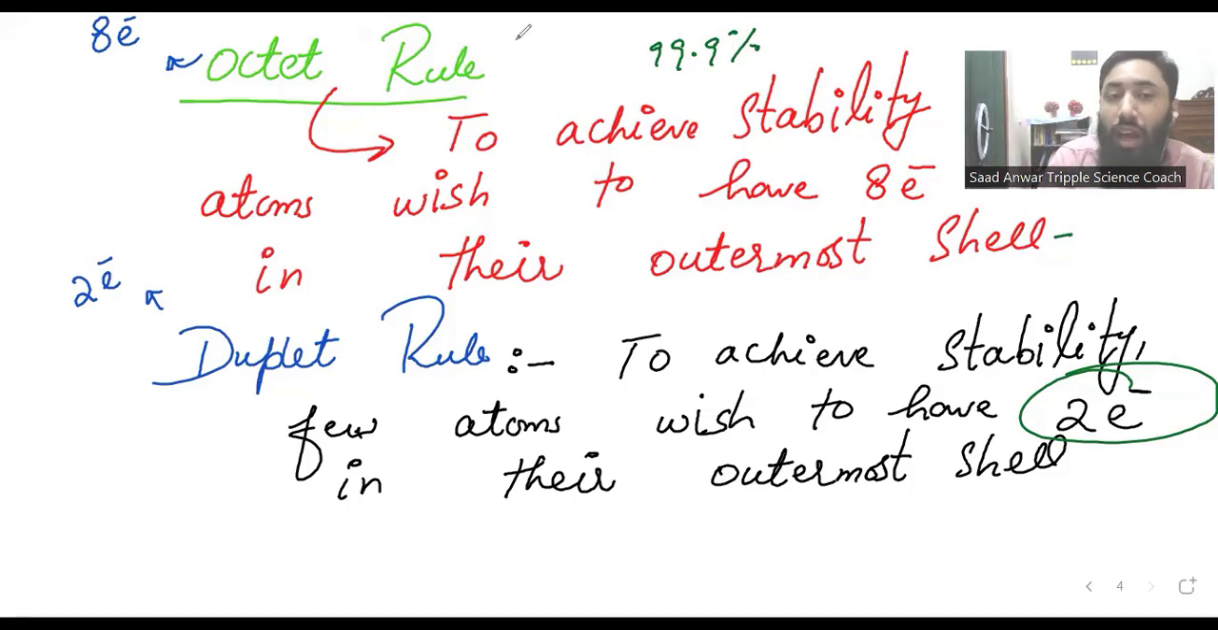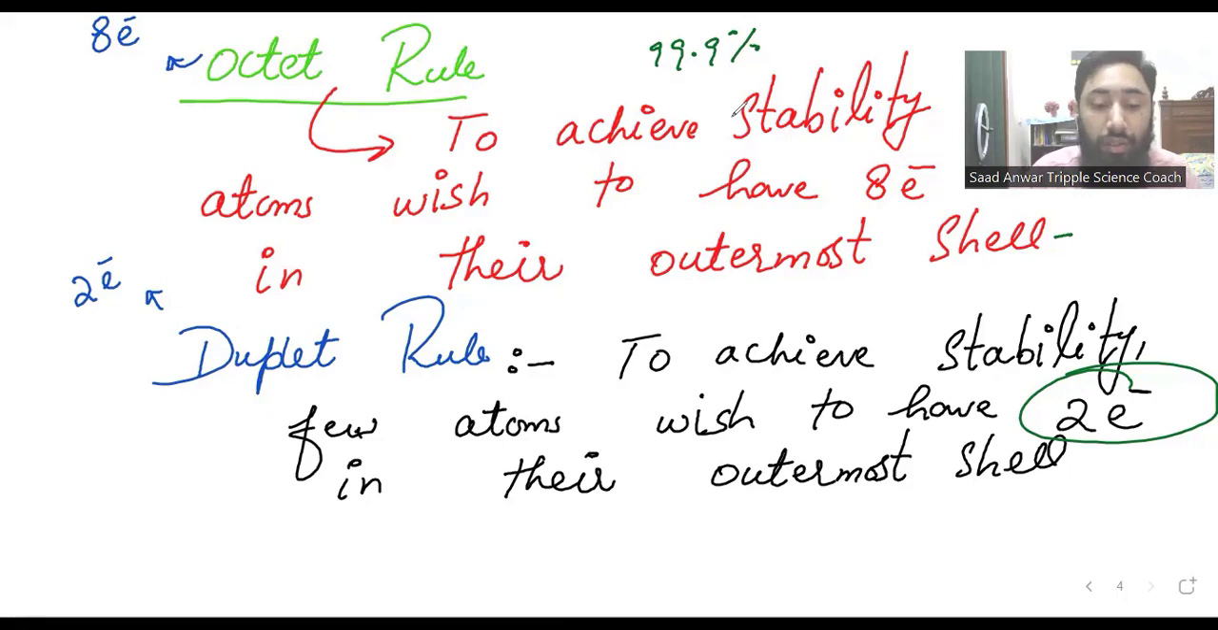Now the point is, how can I figure out that this atom will follow the octet rule of stability, and this atom will follow the duplet rule of stability? How can I figure it out?